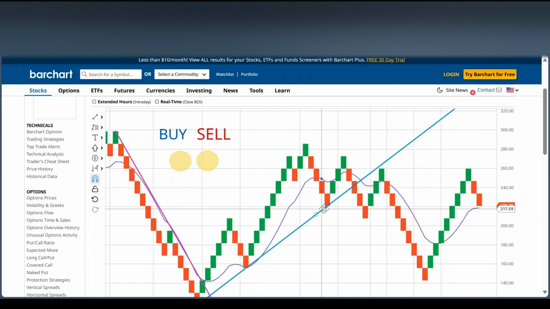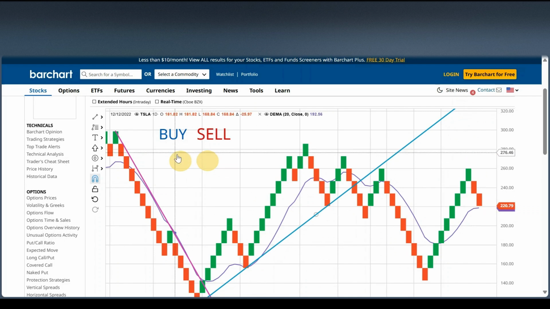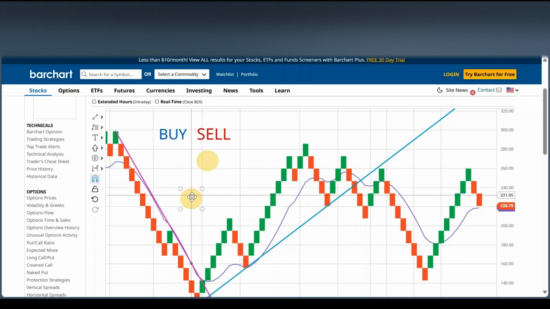Here, the Renko bricks cross above the moving average, signaling a potential buying opportunity. Conversely, when the bricks cross below the moving average, it could be a signal to sell or exit your position.